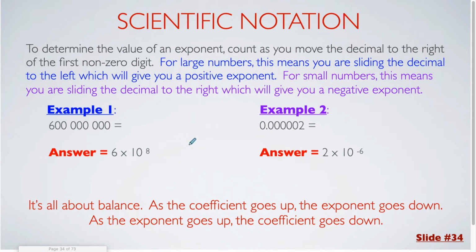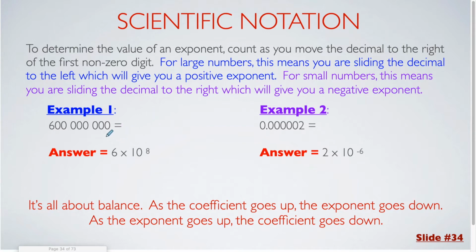To determine the value of an exponent, count as you move the decimal to the right of the first non-zero digit. For large numbers, this means you are sliding the decimal to the left, which will give you a positive exponent. For small numbers, this means you are sliding the decimal to the right, which will give you a negative exponent. Here we have a couple of examples.